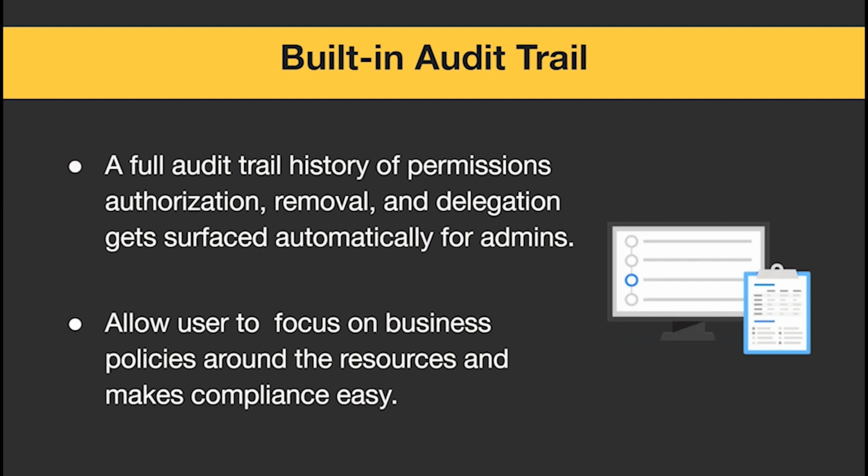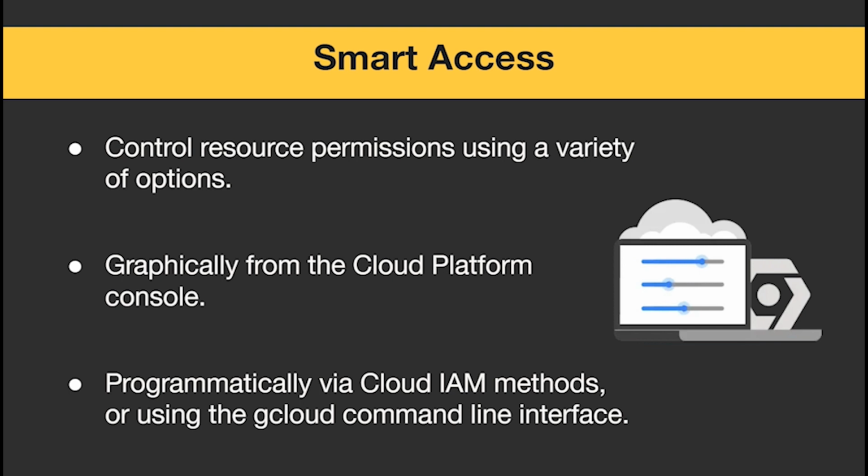An audit trail is the history of permission authorization: what permission you gave, what access they were given, and what you need to provide in order to make them authenticated and authorized in a secure manner. This allows users to focus on business policies around the resources, and this makes compliance easy. What is smart access? Smart access is controlled resource permission using a variety of options. So we have different options to secure our resources and services.